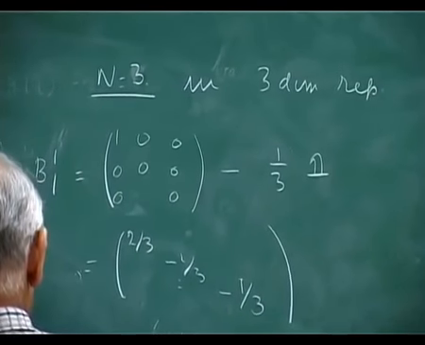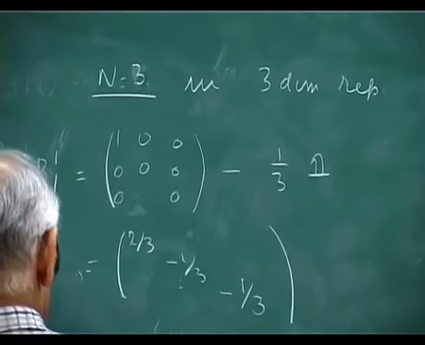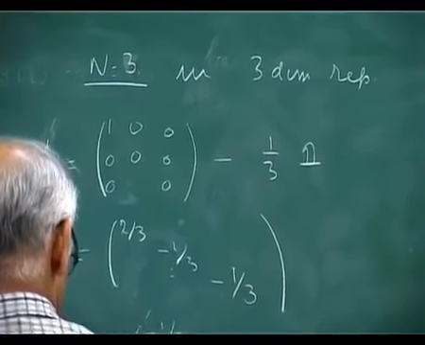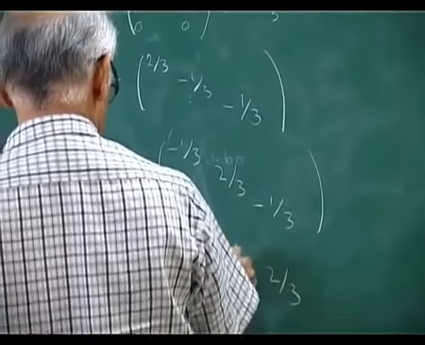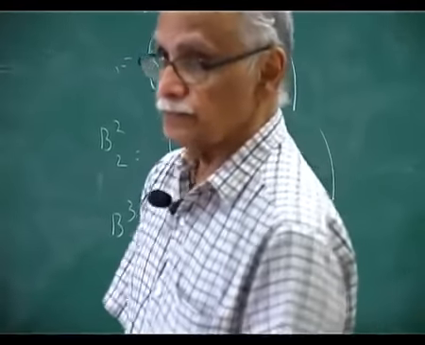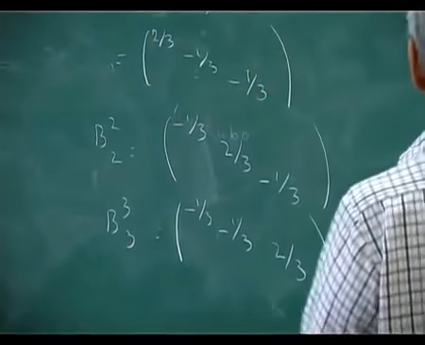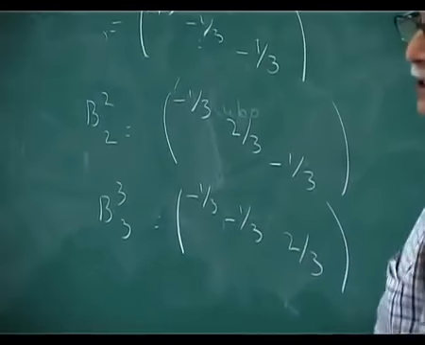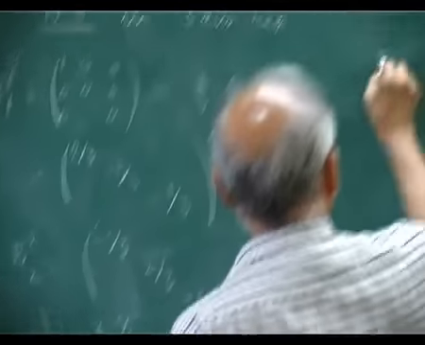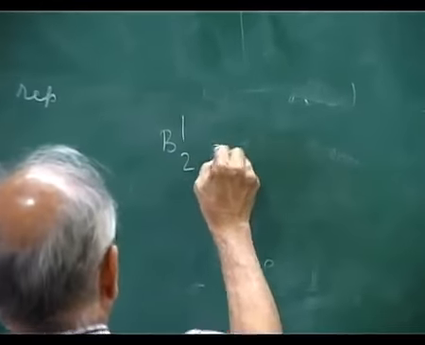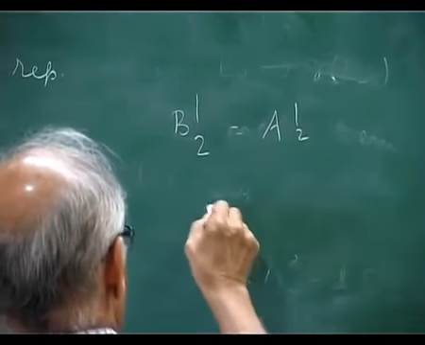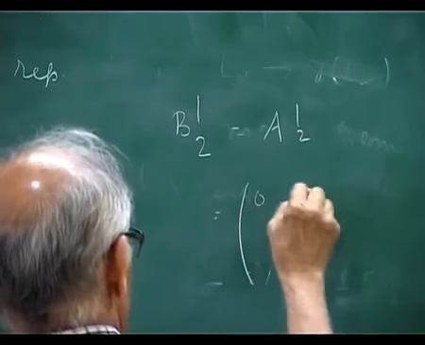B33 will be 2/3 will be here, minus 1/3, minus 1/3. These are the diagonal generators, and the off diagonal generators you can write down. B12 will be, there is no trace to cancel, so it will be equal to A12. So it will be 0, 1, 0.